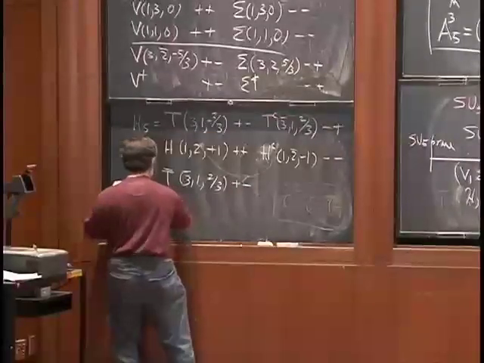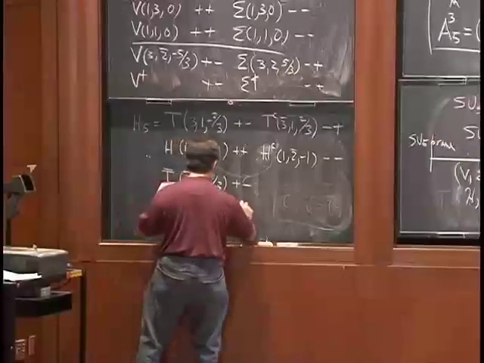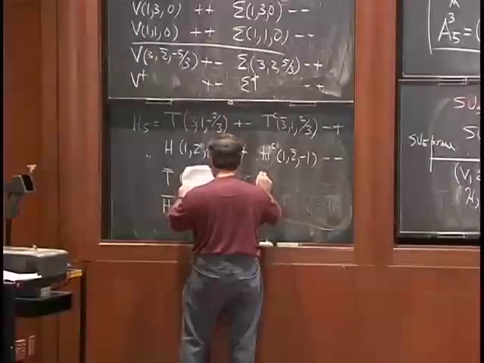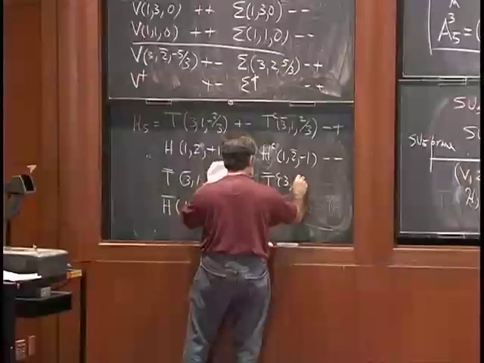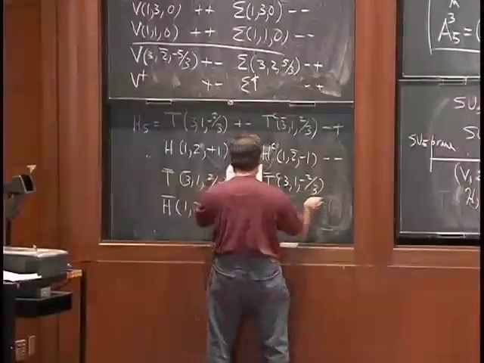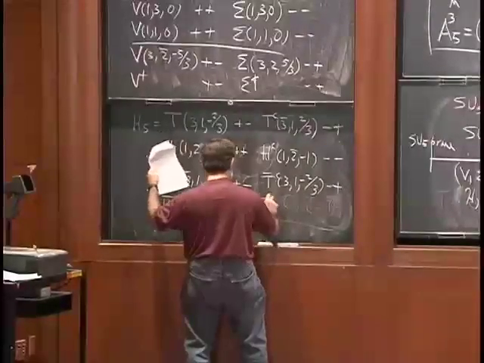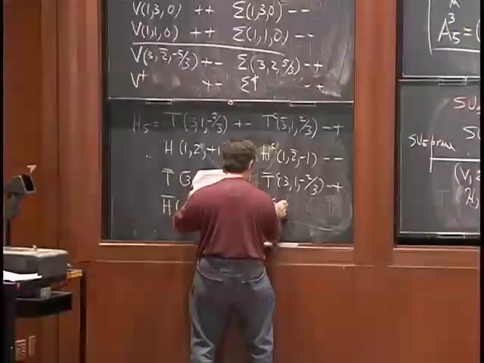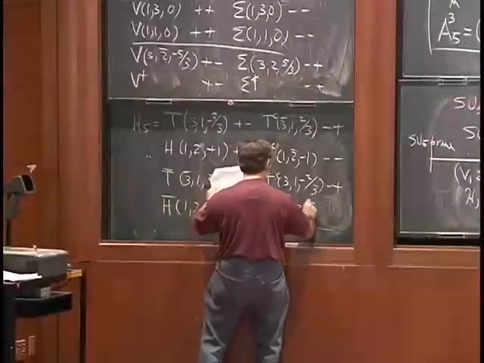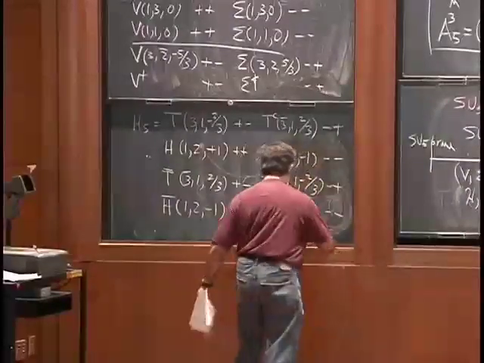The Higgs bar (1, 2), the one that couples the down quarks, is plus plus, and T bar^C (3, 1, -2/3) is minus plus, and H bar^C (1, 2, plus 1) is minus minus. So the bottom line is the following.